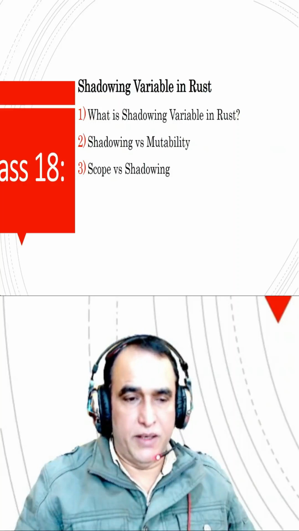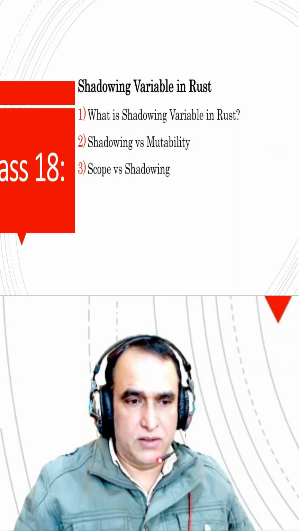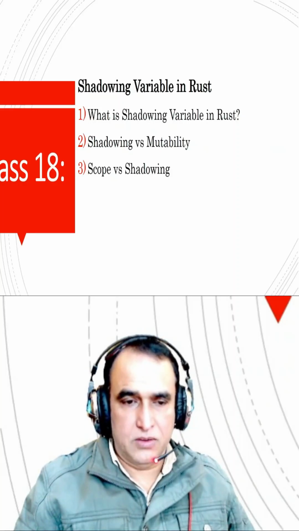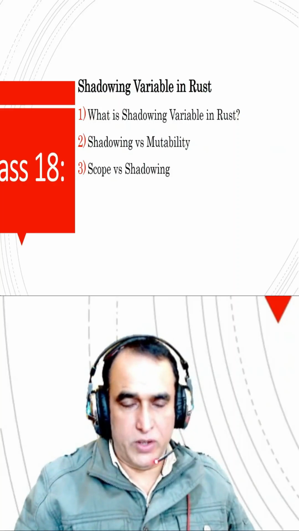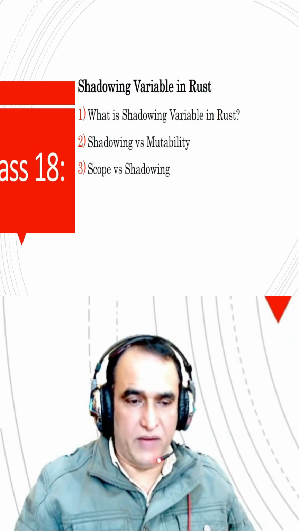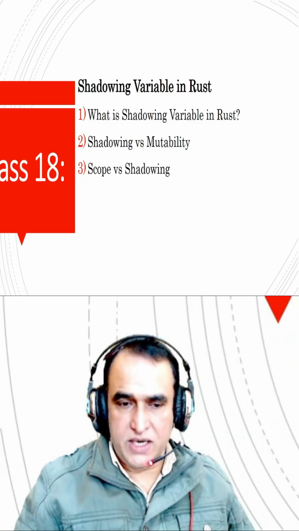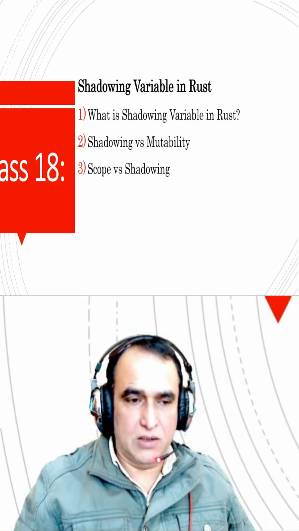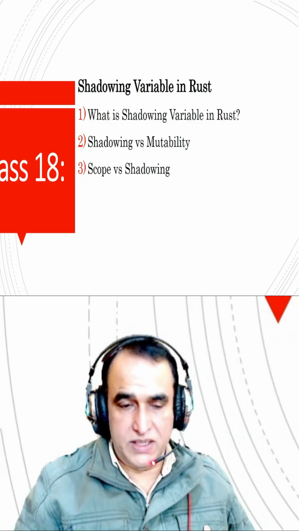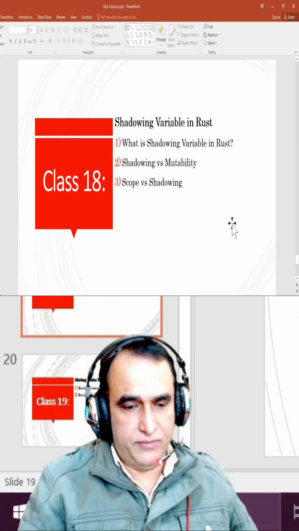In class number 18, we are going to understand shadowing variable in Rust. First of all, we have to understand what is a shadow variable. Then we have to understand the difference between shadowing versus mutability. Then we also need to understand scope versus shadowing. So let's understand it with an example.